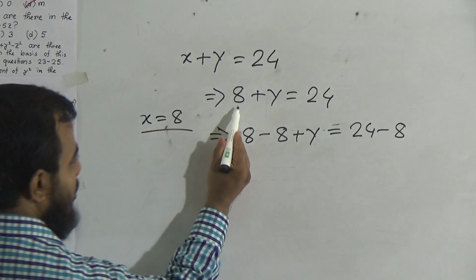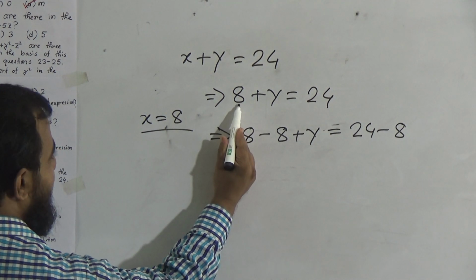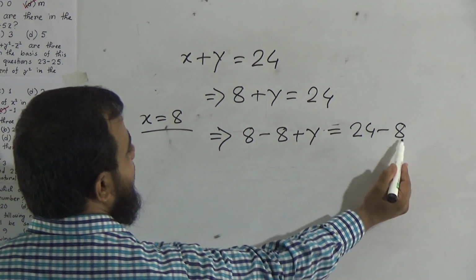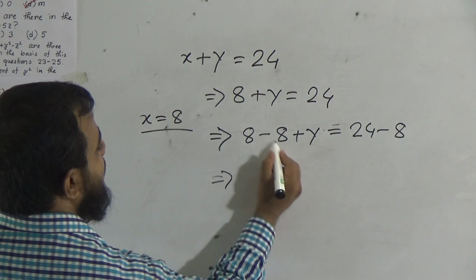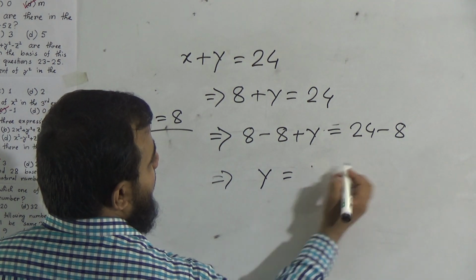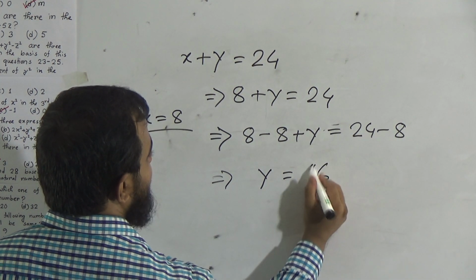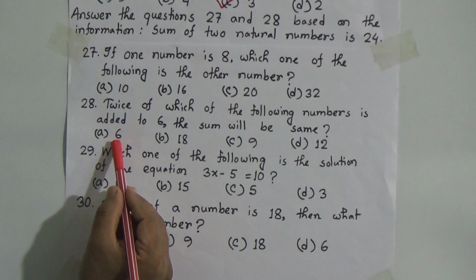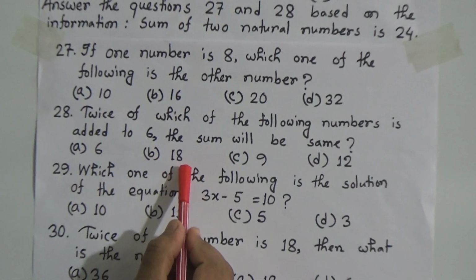To omit this 8, we have to subtract 8 on both sides. Now we will get how much? 0. No need to write down 0. That means y equals, subtracting this, 16. So y equals 16. That means the other number is 16. Now test the options here. Option A is 6, option B is 18.